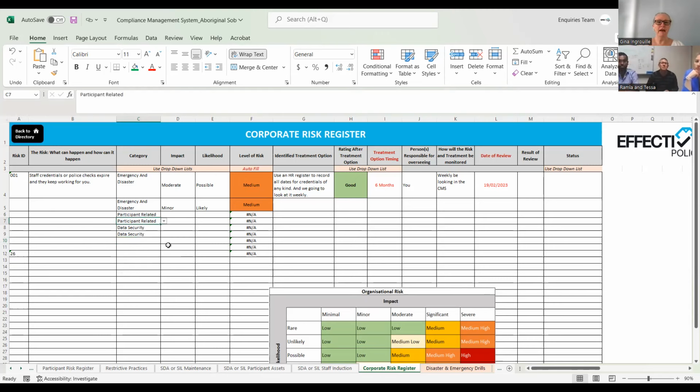So, participant related. Do you need an example? Would you like an example of what that might look like in a corporate risk register? Yes, please. Okay, so if it's participant related, it could be something very specific to your target group. Are you only going to service people from Aboriginal and Torres Strait Islander, Australia's First Peoples?